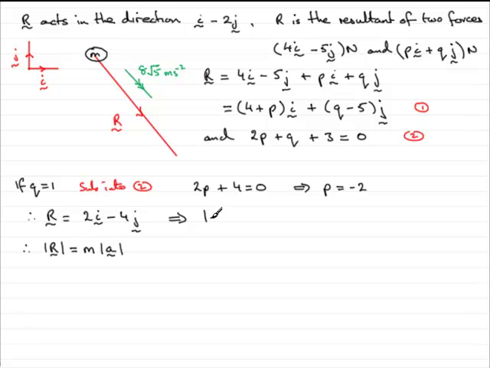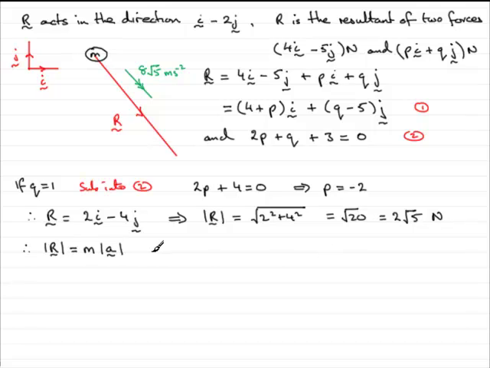We can find the magnitude of R just by using Pythagoras' theorem. The components are 2 and minus 4, that's 2 units across for 4 down. So it's going to be the square root of 2 squared plus 4 squared. So 2 squared is 4, 4 squared is 16, in other words the square root of 20. And the square root of 20 can be broken down to the square root of 4 times 5, which is 2√5. So the magnitude of R is 2√5 newtons.